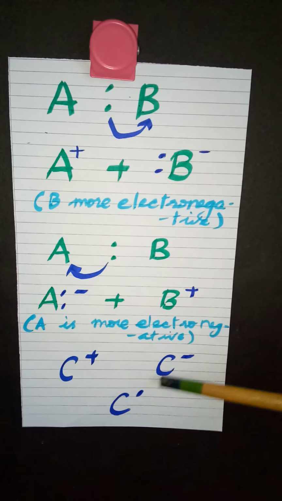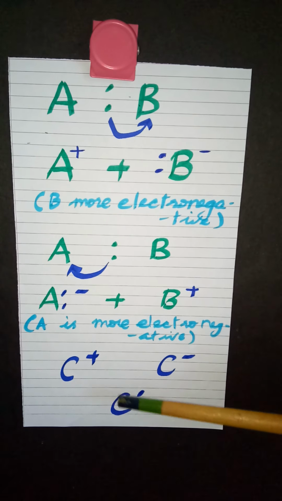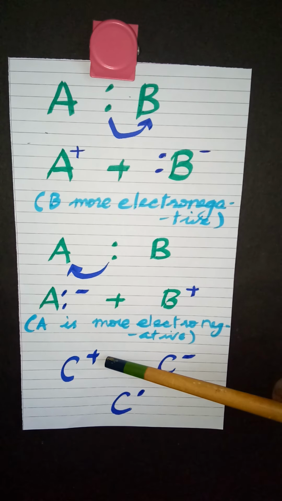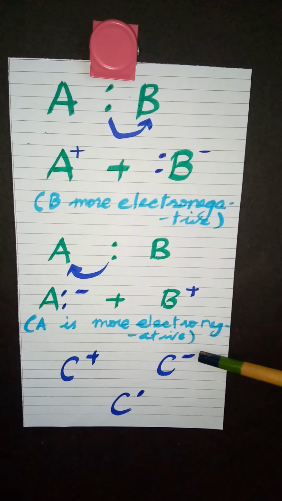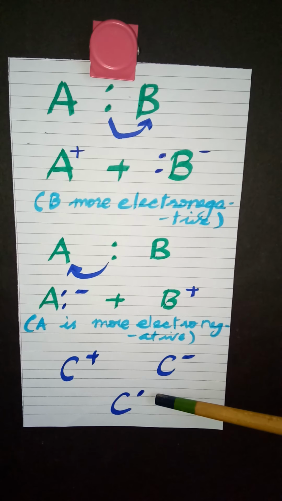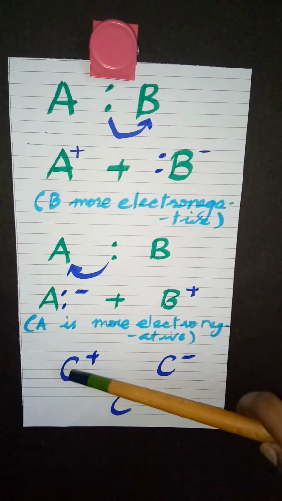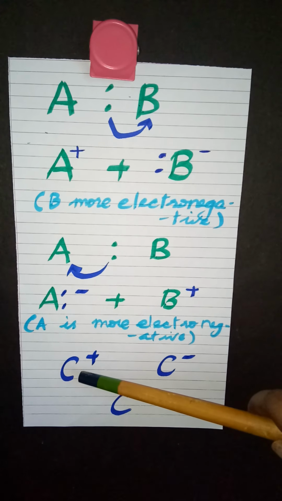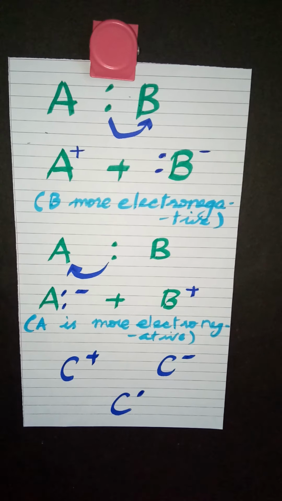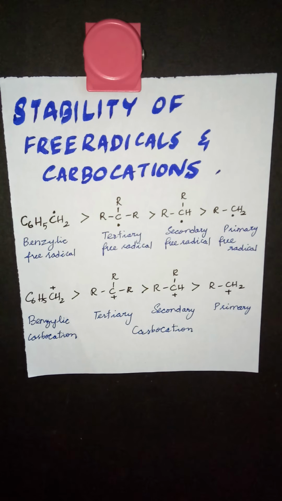So these are the three types of intermediates in organic reactions: carbon species with a positive charge called carbocation, carbon with a negative charge called carbanion, and carbon free radicals. As I said, there are different types of carbocations, carbanions, and carbon free radicals. So now we are going to see that different classification and their stability.